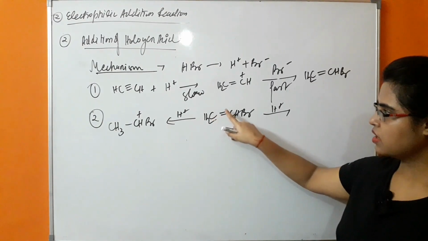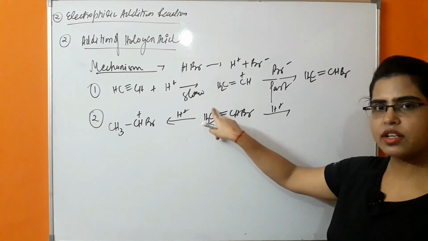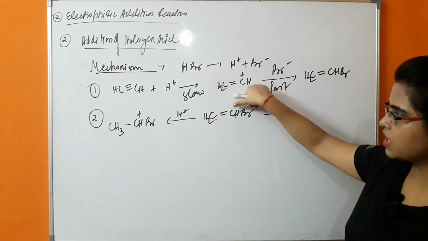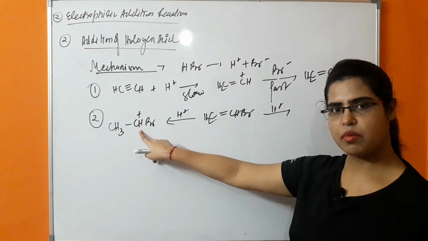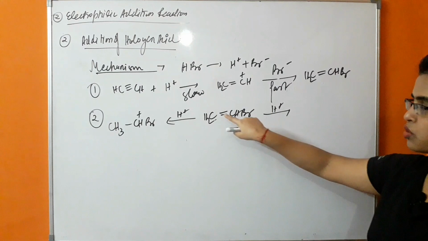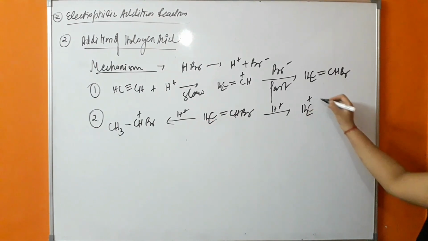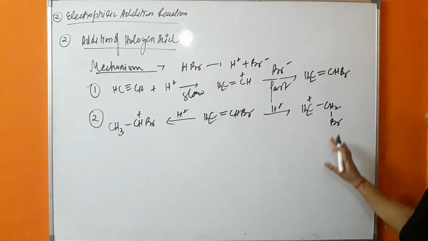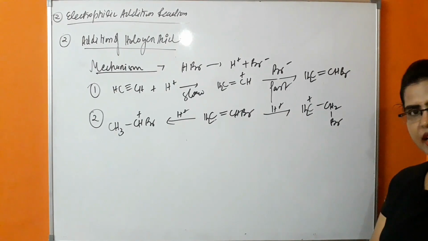It means the carbon attached to the bromine has a positive charge. This bond shifts towards this carbon, because of which there is a negative charge, and on this negative charge H plus attacks. Because of that, this carbon has a positive charge, so this carbocation is formed. Whereas if H plus attacks this carbon, CH2 plus CH2Br is formed. So the further reaction takes place on the basis of the stability of the carbocation.